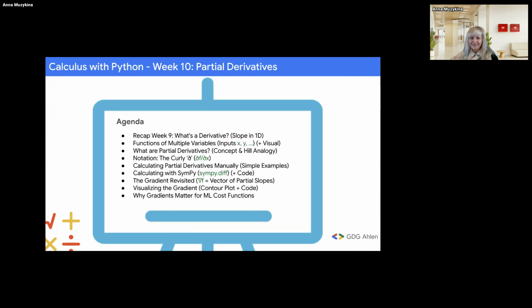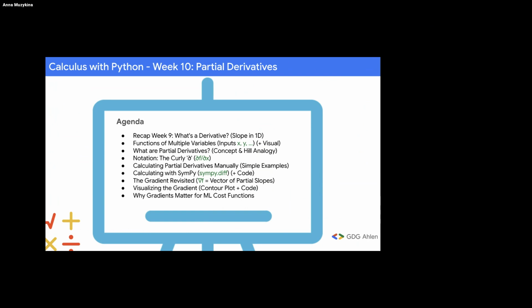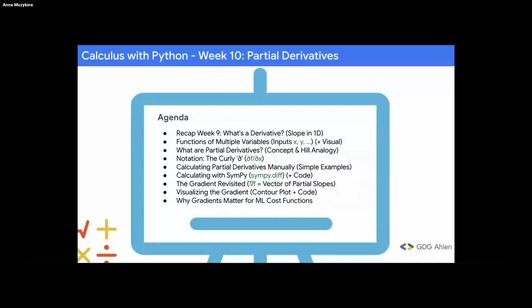So, let's start, and here's our plan for today's session, but it will not be so long. First of all, we will quickly recap the main idea of the regular derivative from last week. We will introduce functions that depend on multiple inputs like f of x, y, and visualize one. We will explain the core concept of partial derivatives using a simple analogy. We will learn the special notation used for partial derivatives involving the partial or del symbol. We will practice calculating partial derivatives for simple functions manually. Then we will see how SymPy makes this easy in Python.